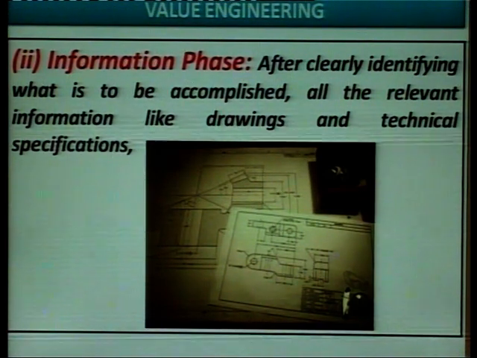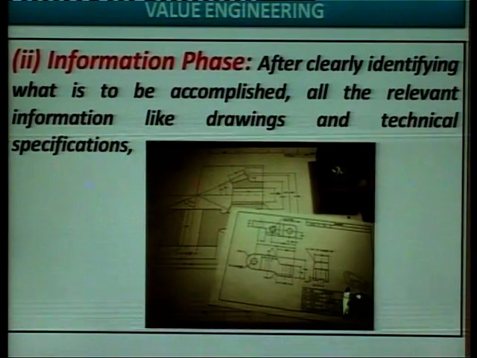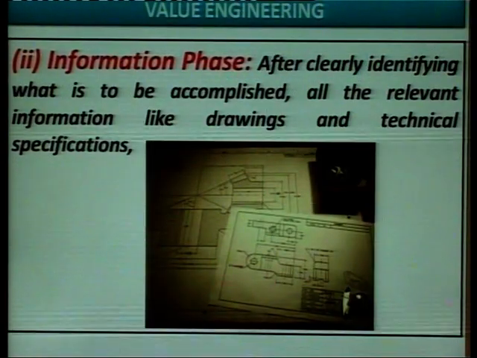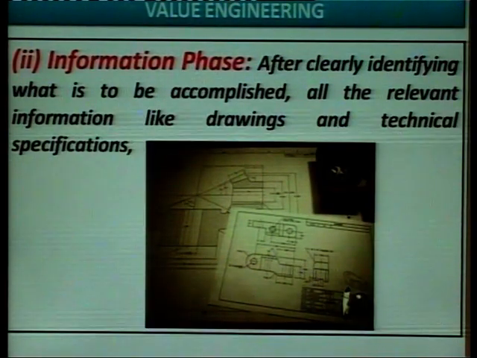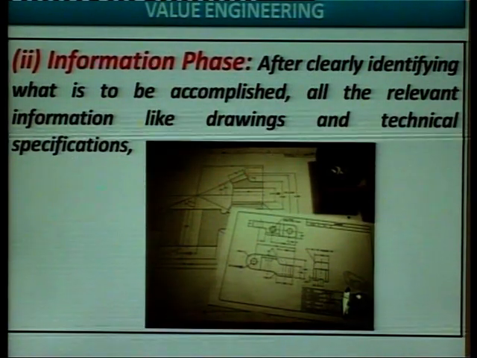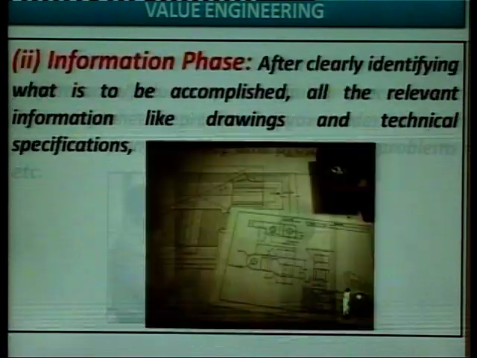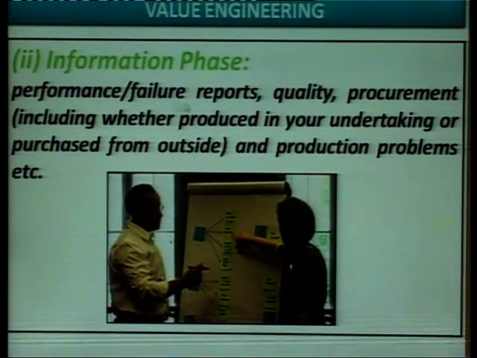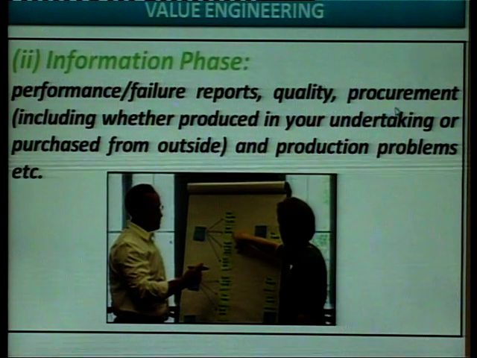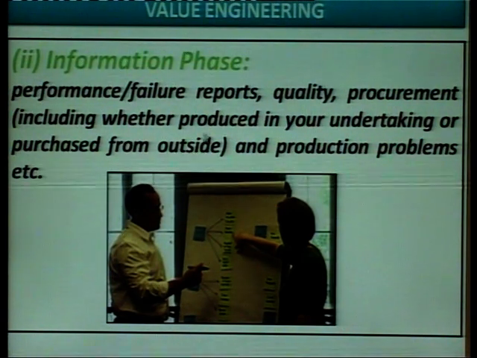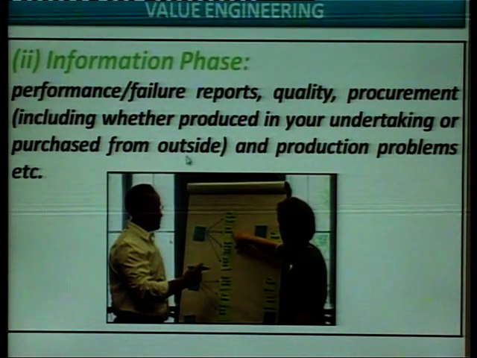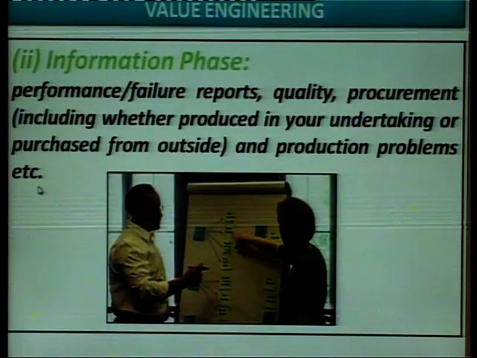After clearly identifying what is to be accomplished, all the relevant information like drawings and technical specifications, this comes in information phase. The technical specification, performance, failure reports, quality, procurement, including whether produced in your undertaking or purchased from outside, the production problems, etc.